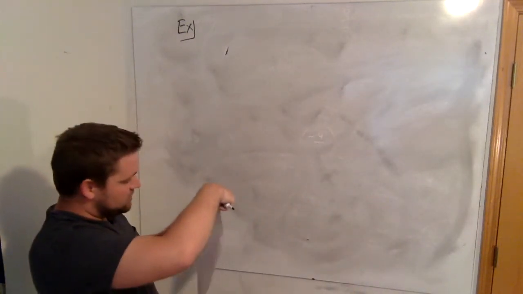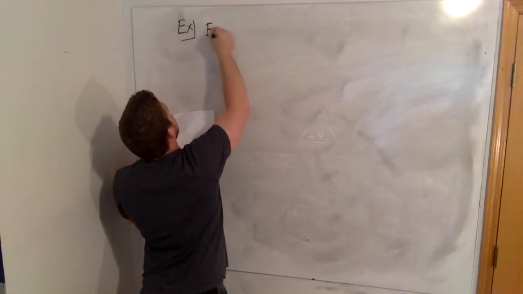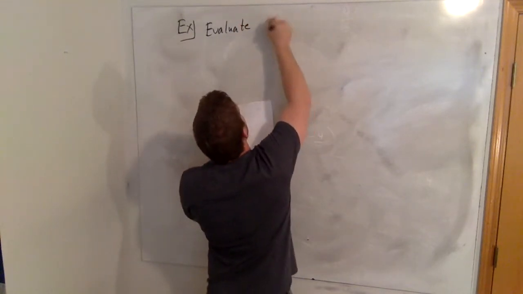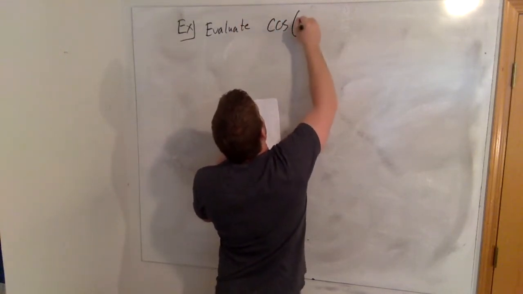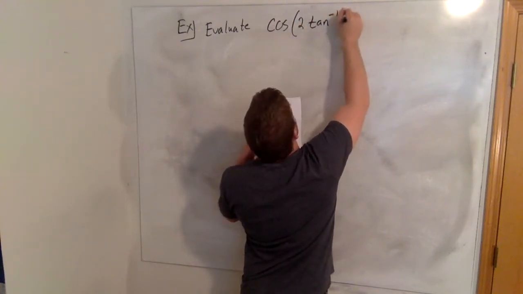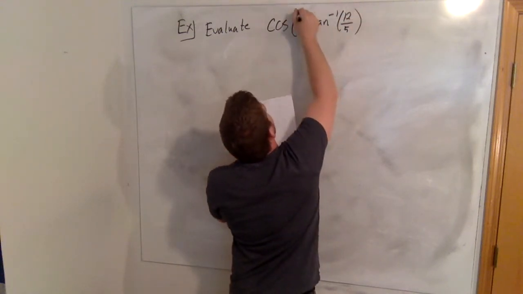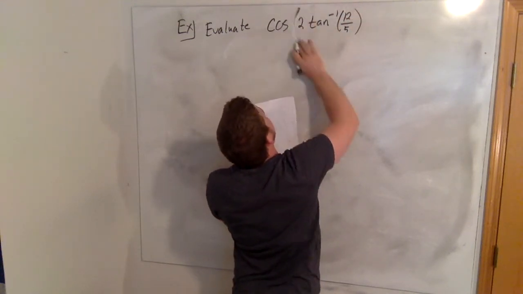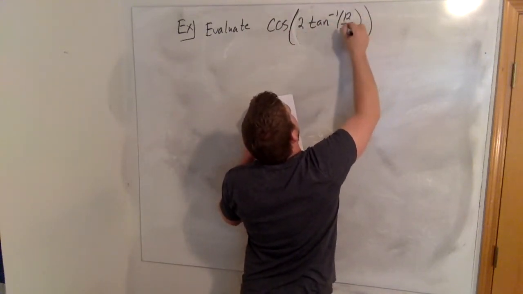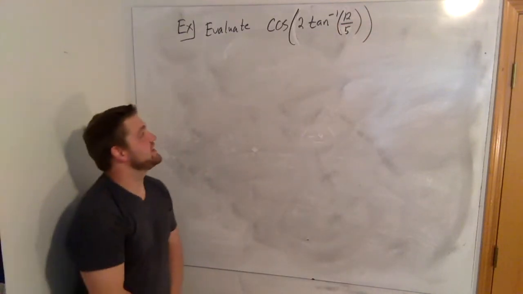Okay. Let's try to evaluate cosine of 2 times the tan inverse of 12/5. We want to evaluate this without a calculator. Go ahead and pause the video and give this a shot on your own before we do it together.